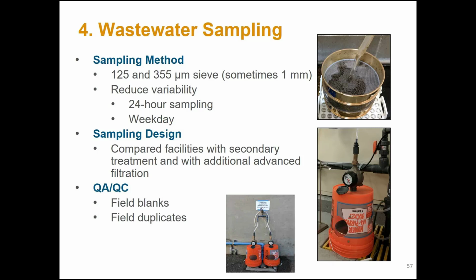And for our field blanks, we did this by putting an extra set of sieves in the same sampling location using a similar setup, and then rinsing that blank sieve into the sample container for the field blank. And for the field duplicate, we were able to set it up with this Y splitter so that we could collect the field duplicate at the same time.